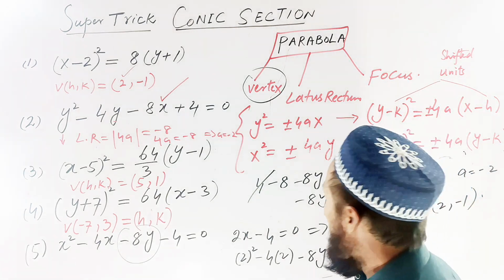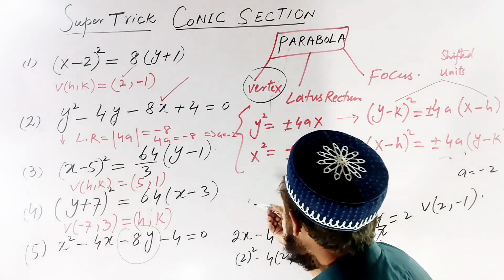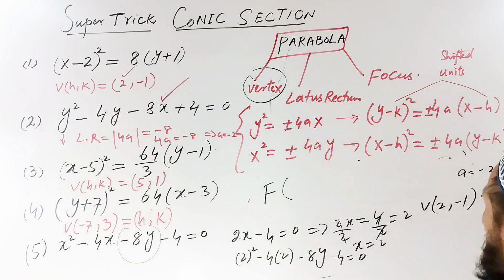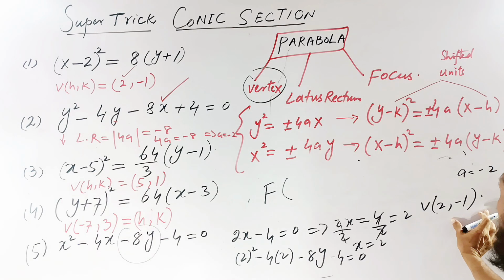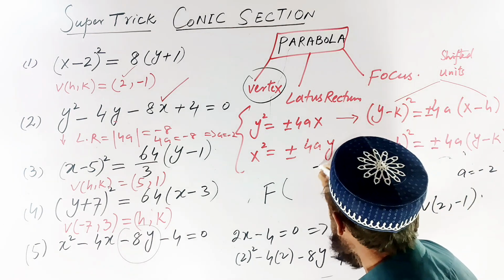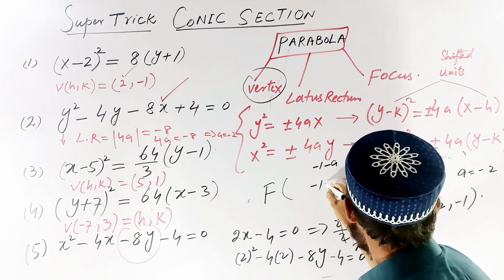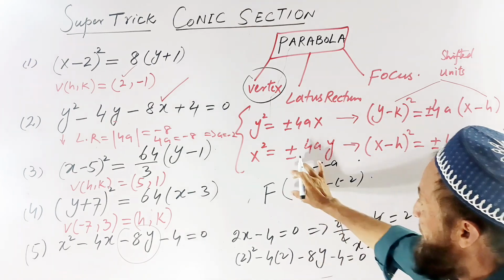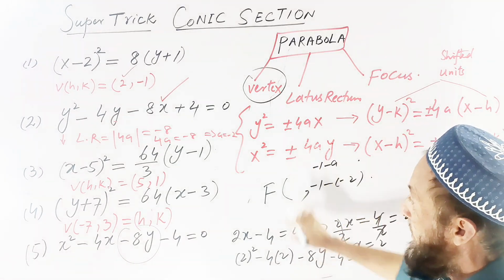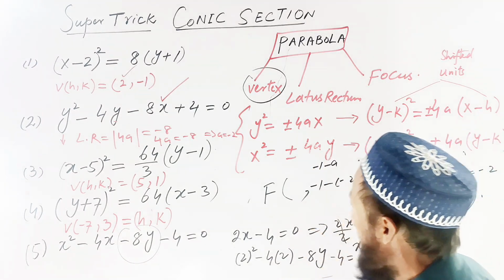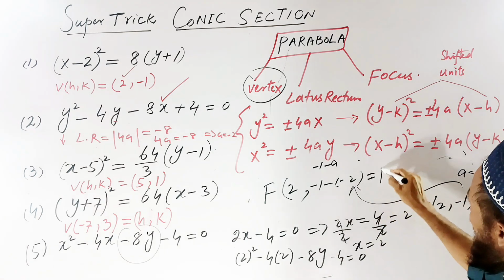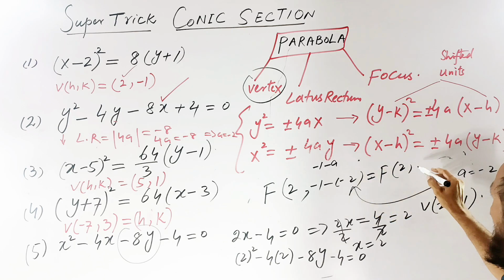Now the focus is required. To find the focus, we change the value of y. The y value is minus 1 minus a, so minus 1 minus a is equal to minus 2 and the value of h is equal to minus 3. From the focus we will get this answer. So the focus is 2 and minus 1 plus 2, we will get plus 1.